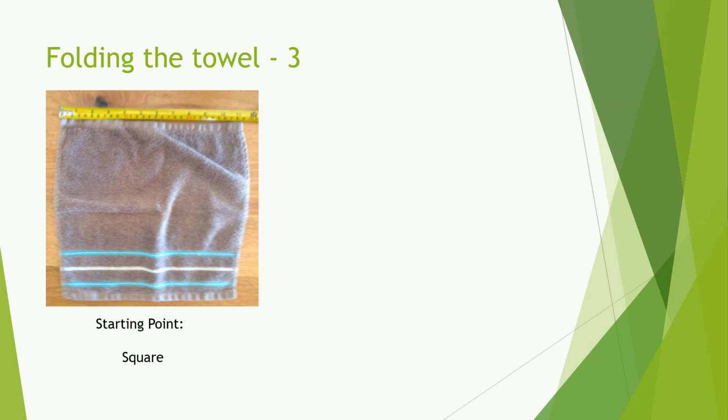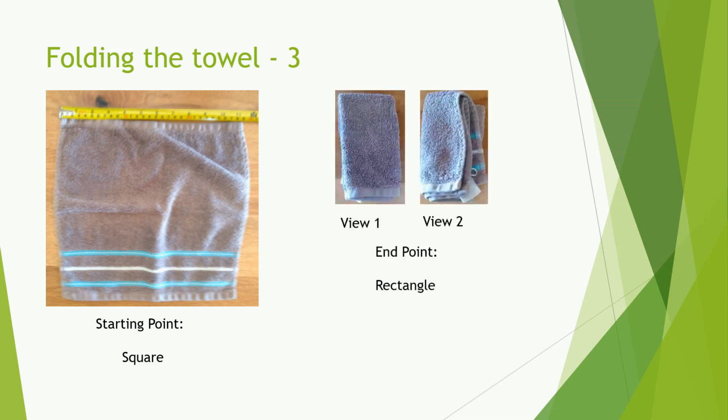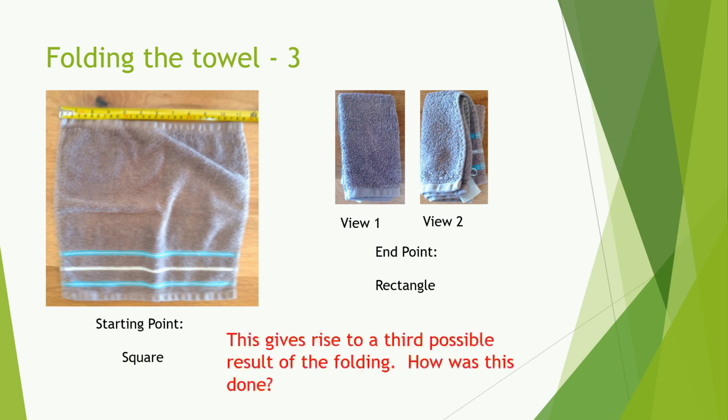This time the starting point is exactly the same towel, but the ending point is blank on both sides, so that the lines are actually all contained within the inside of the folds. And the same sorts of questions. This gives rise to a third result. As a result of the folding, how was this one done?